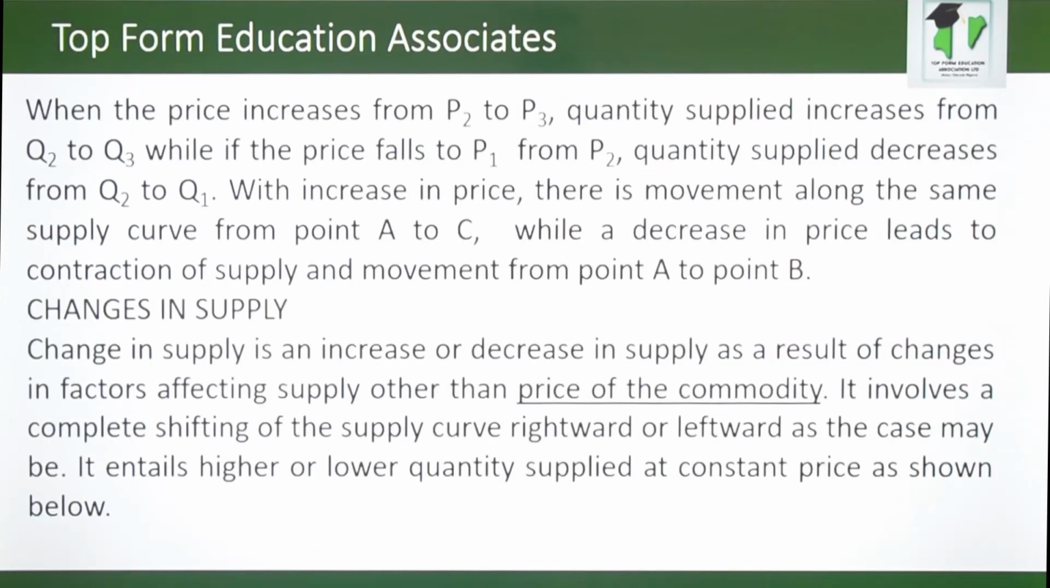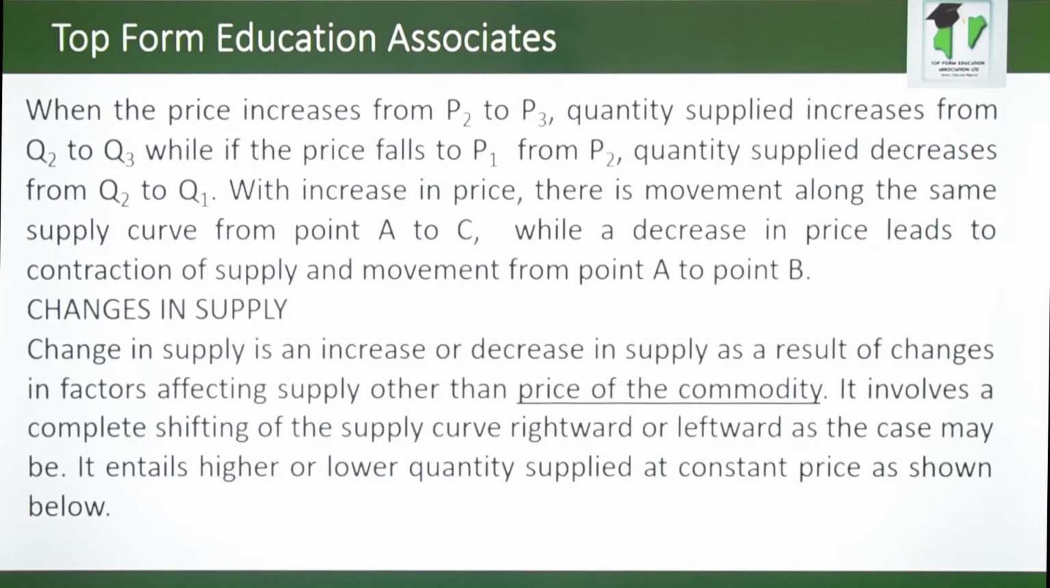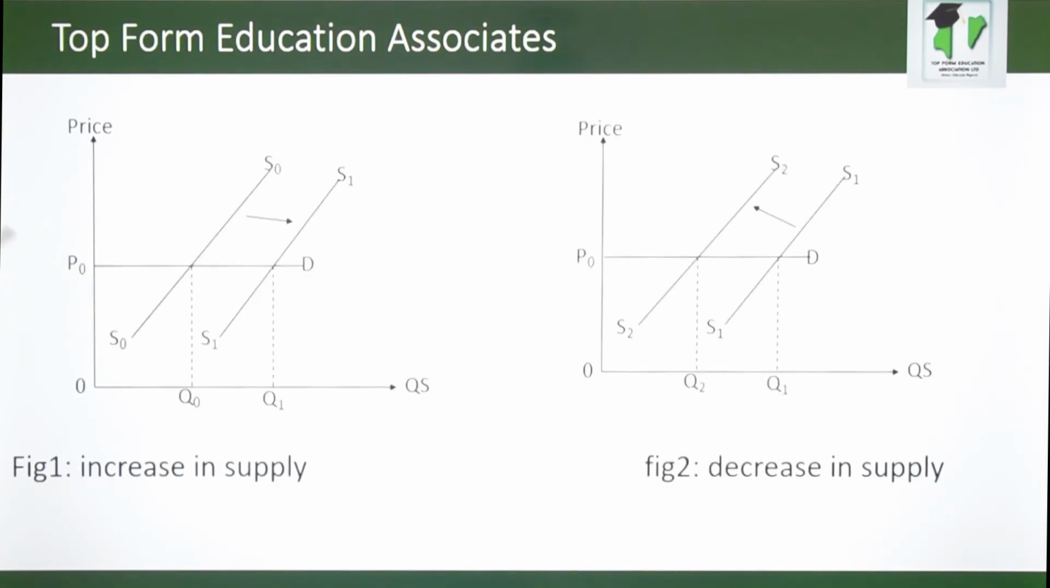Now, changes in supply. Change in supply is brought about by all the factors affecting supply except price. Price is held constant. This is the diagram for change in supply. Like I said, change can be either an increase or a decrease, so change in supply is either an increase in supply or a decrease in supply. Figure 1 shows an increase in supply. Once there's an increase in supply, what happens?